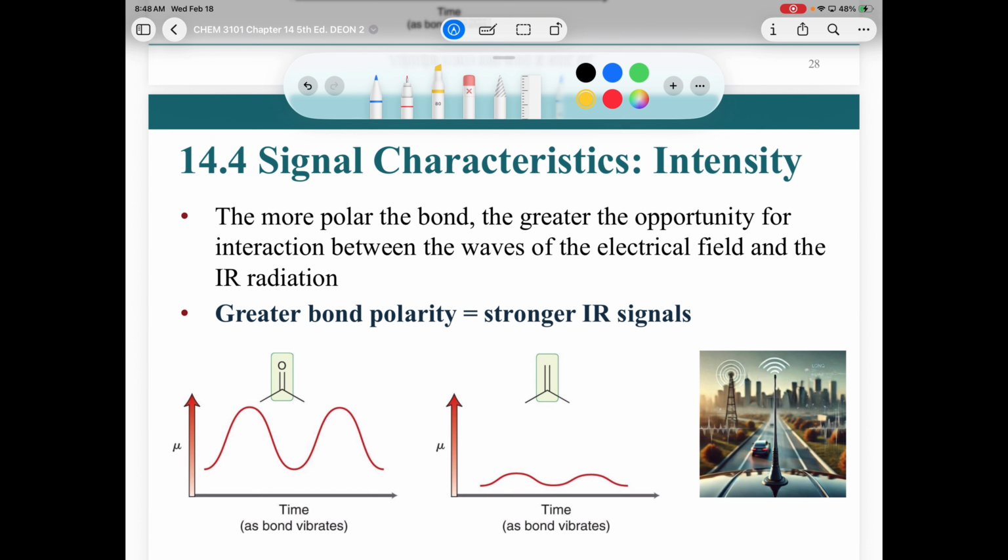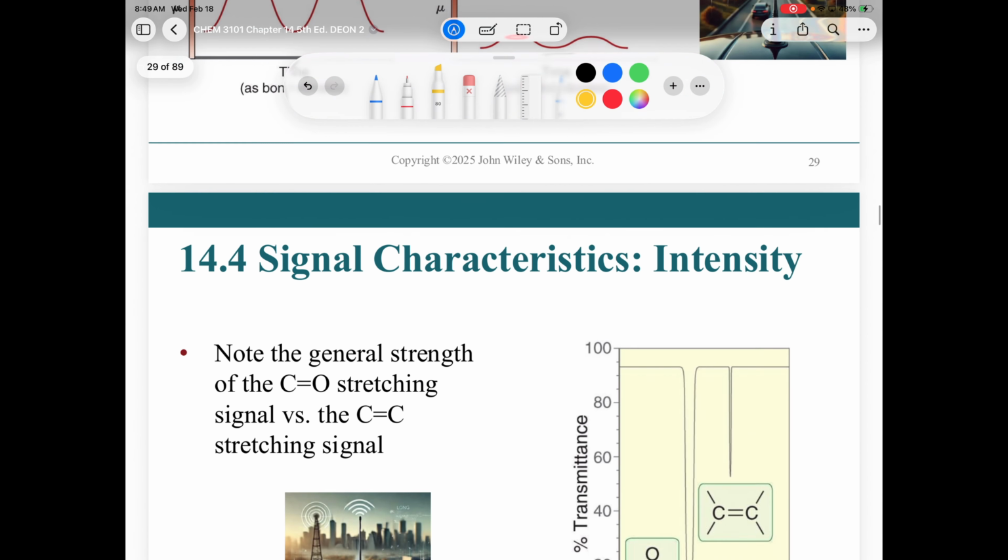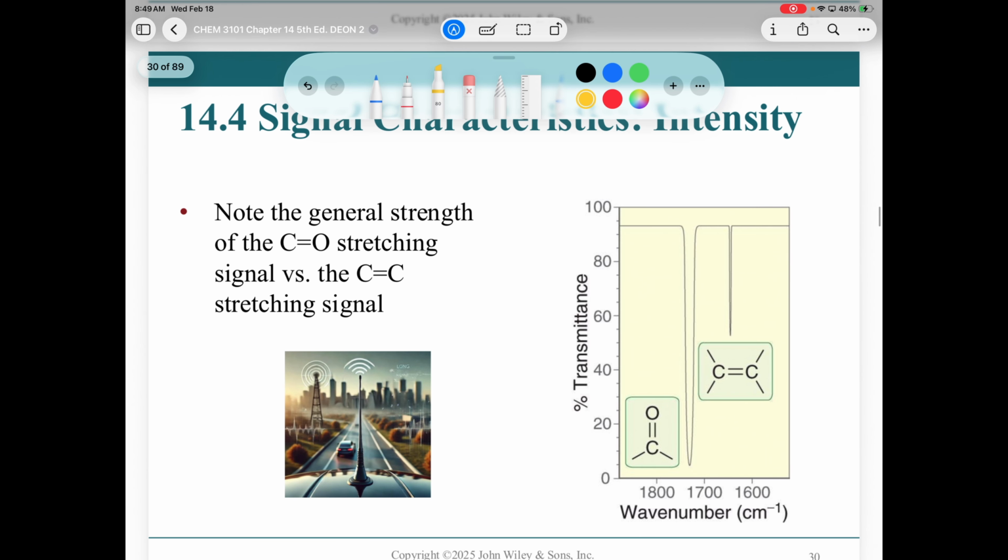All you need to know for this class is greater bond polarity, stronger infrared signal. That's it. So when you see something that's a very strong absorbance, a really big stretch, you're going to say that's a very polar bond. If it's just something tiny, you'll say, that's non-polar, right? So that's the only conclusion you need to draw from that.